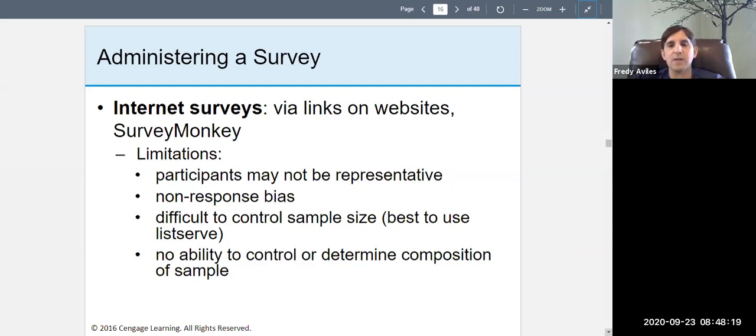Difficult to control the sample size. So it's best to use a listserv, or if you have a list of participants, a list of friends or Facebook friends, you can send it out to them. If you use something like SurveyMonkey or some other service, free or paid, where they send it out to a bunch of people on their own, you may get thousands of participants. Are you going to analyze all that data? I'll show you how to do it easily, but you don't want a sample size that big. You're doing a survey, and it's good if you have 100, 200 participants, but you have to have at least 50.